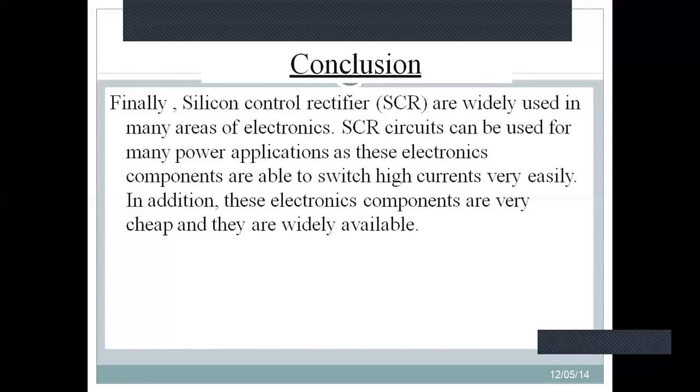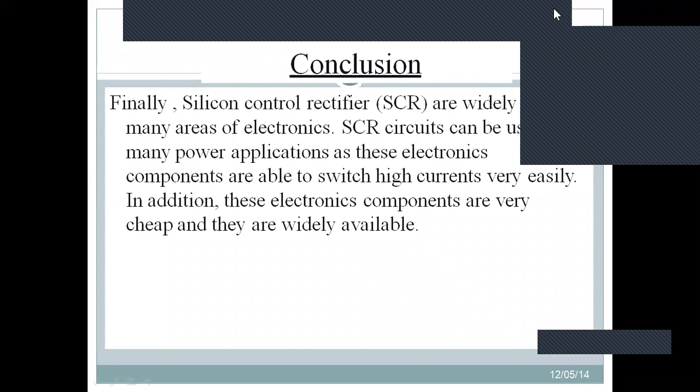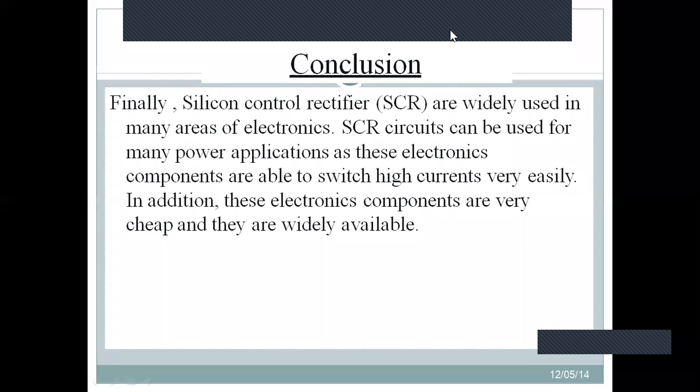So what we can conclude from the theory of SCR is that SCRs are widely used in electronics. They are used in power electronics applications where very high current is required for operation, and other than that, because they are very cheap, we can still go for SCR. So in this way we can find solutions for power electronics applications by using SCR. So with this I conclude this topic of SCR.